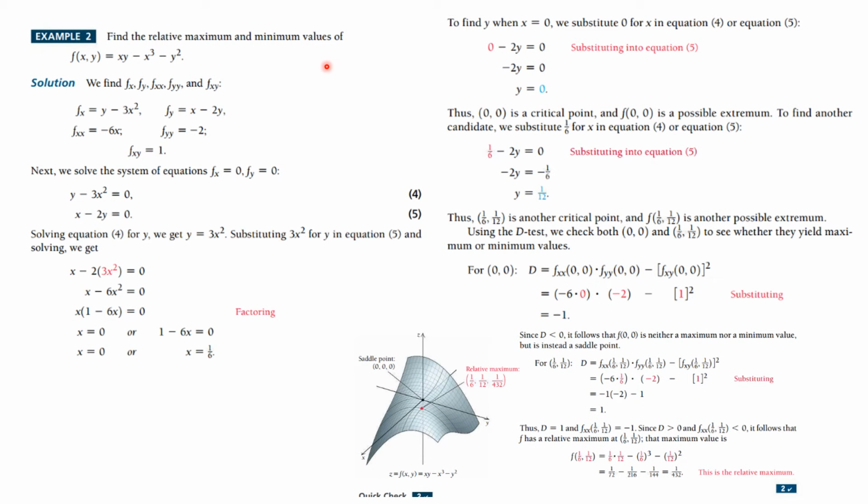Let's do another example. We want to find the relative maximum and minimum values of this expression. Now notice here we have f of x, y is xy minus x cubed minus y squared. So again, we proceed to find the critical points.